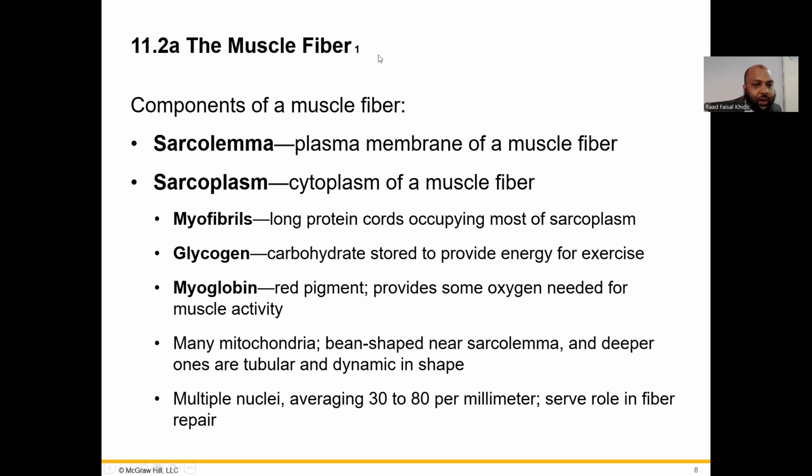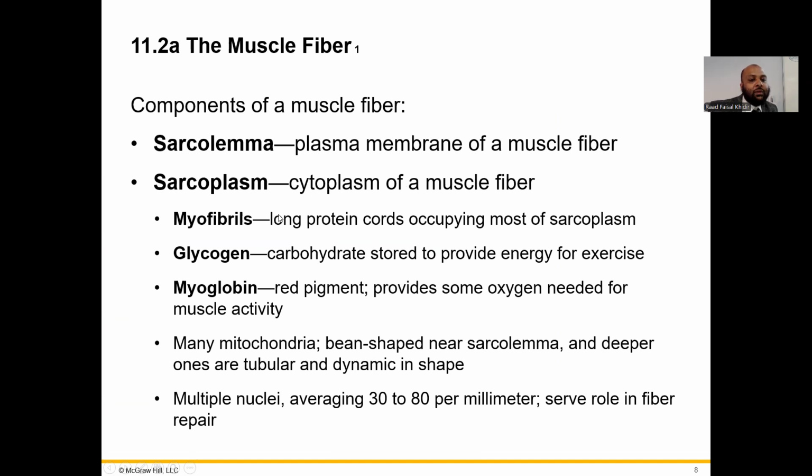Okay, the muscle fiber. The muscle fiber has multiple components. Obviously, there is the sarcolemma. The sarcolemma is the plasma membrane of a muscle fiber. What is the sarcoplasm? It's like the cytoplasm. The sarcoplasm is the cytoplasm of a muscle fiber.